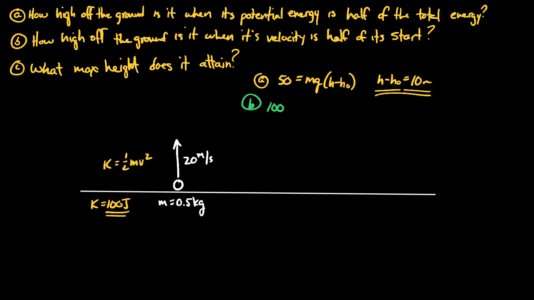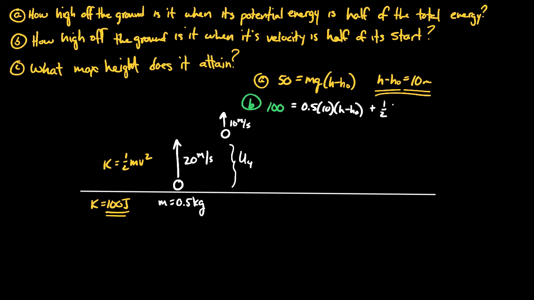At part B, the rock has gone, we don't know how high, but it's above the reference level now, so it has gravitational potential. We know that at this point it's traveling at half the speed it started with, which is 10 meters per second. So it has kinetic. The total still has to equal 100. So I have 100 joules equals mgh, but I don't know how high it is.